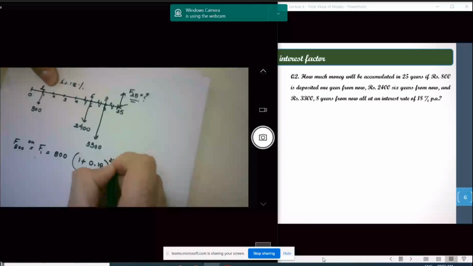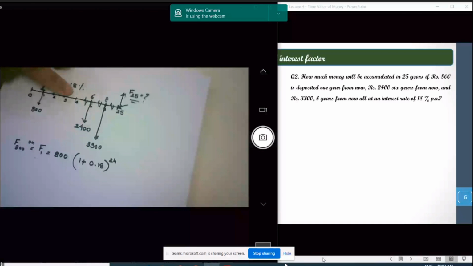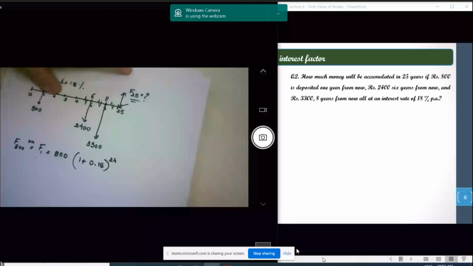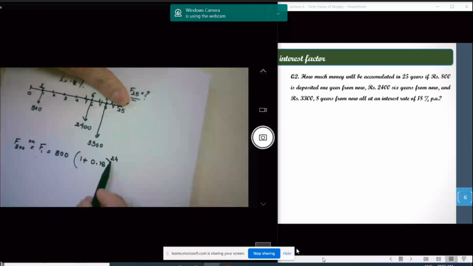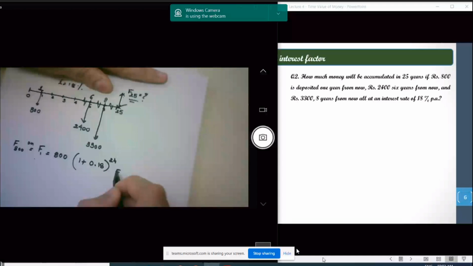24, correct. So what you have to do is, when you are in the first year, just count the number of steps you need to go to reach 25. So from 2, the steps will start 1, 2, 3, 4 up to 25. So that will be 24. Okay, so you will get some value.